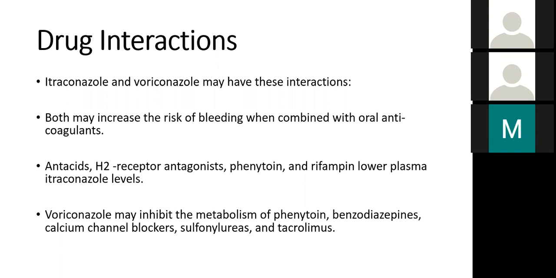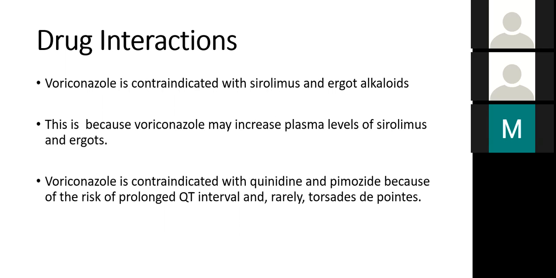Then itraconazole and voriconazole may also increase the risk of bleeding. And then the same issues with antacids and medications that decrease gastric acidity. And then when these medications are given with medications that are used for antiarrhythmias, like the quinidines, there's increased risk of QT interval prolongation. So there might be some ECG changes.